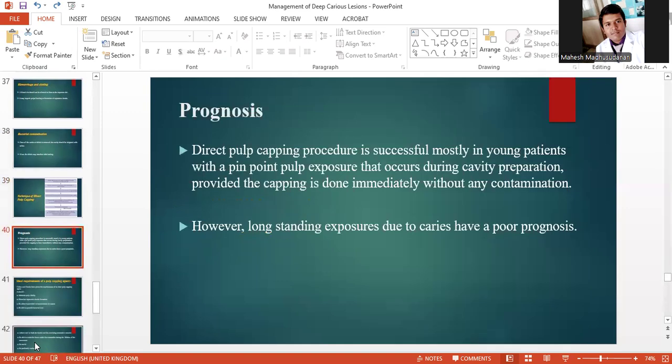Now, prognosis. Direct pulp capping is successful mostly in young patients with a pinpoint pulp exposure that occurs during cavity preparation, provided the capping is done immediately without any contamination. However, long-standing exposures due to caries have a poor prognosis.